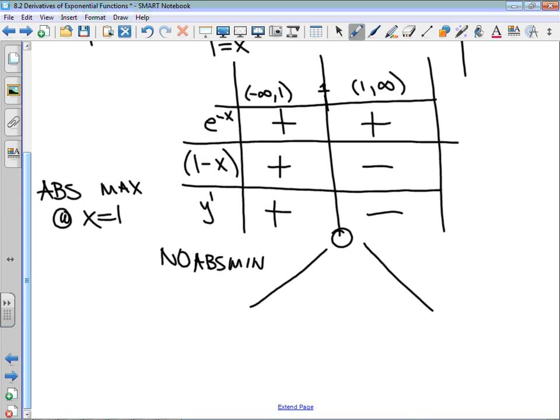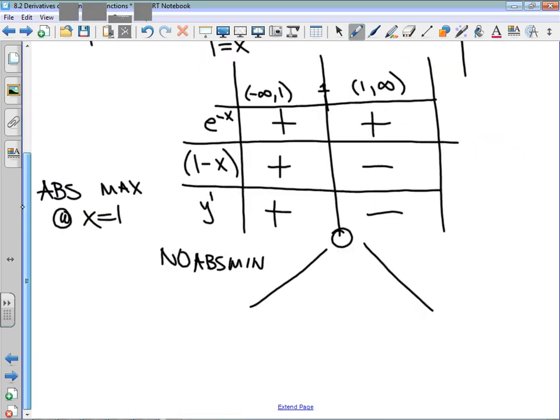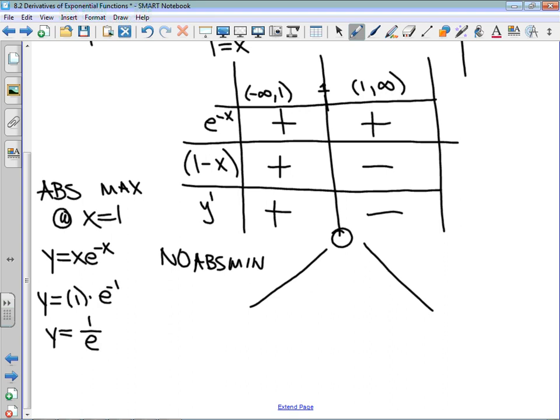We have a function. We know that y is equal to x times e to the negative x. That means that y is equal to 1 times e to the negative 1. So y is equal to 1 over e. So our absolute max, if you put the decimal there, it's not the end of the world, but 1 over e is our exact form. Our absolute max is going to be at 1 comma 1 over e.